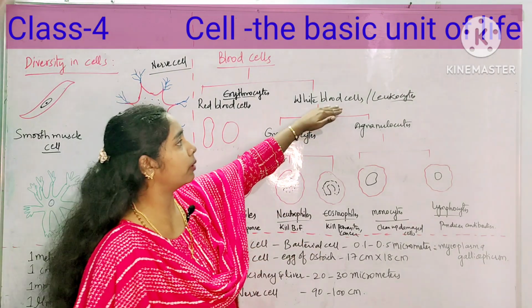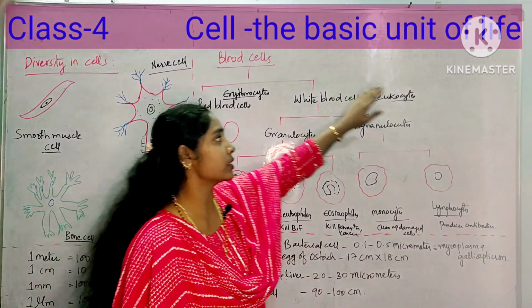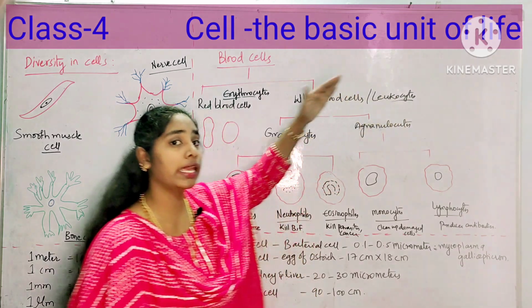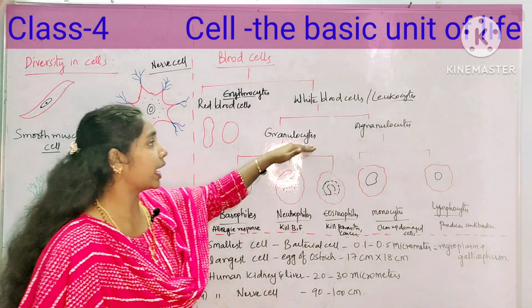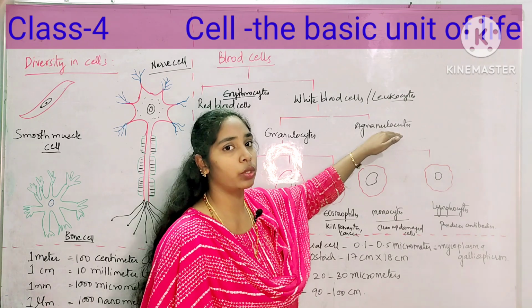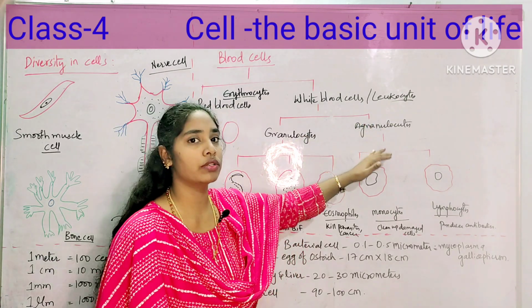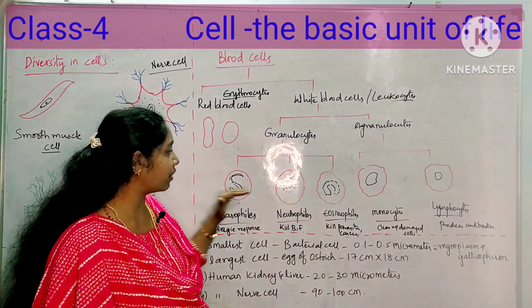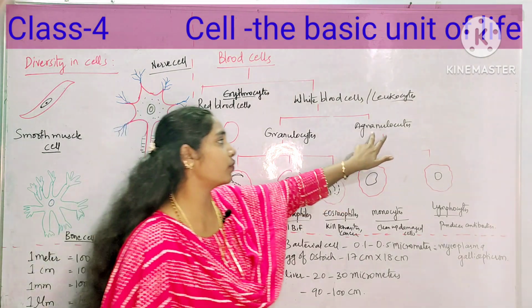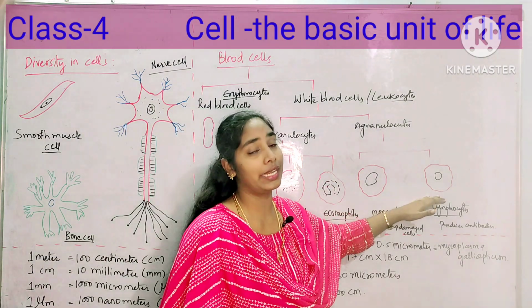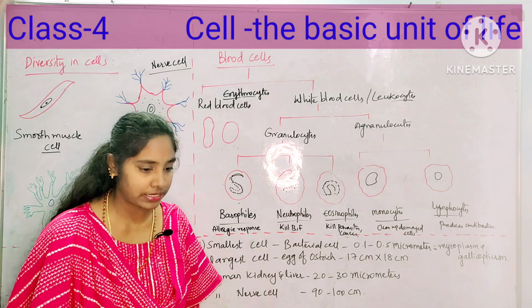Next, white blood cells are also called leukocytes, and again they are of two types, granulocytes and agranulocytes. Granulocytes have granules in them, whereas in agranulocytes we don't find any granules. Then what is the function of white blood cells?